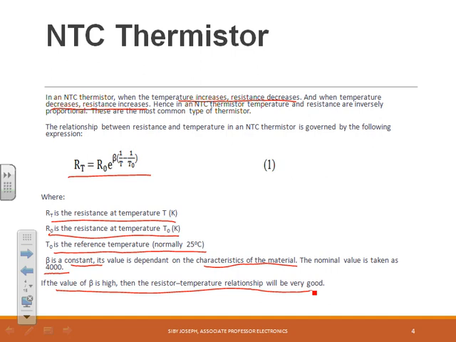And beta is a constant, called the characteristic of the material. It depends upon the characteristics of the material, and its value is about 4000. If the value of beta is increased, then it is more reliable. Or if beta is high, then the resistor temperature relationship is very good, or it is more reliable. Devices can be manufactured by using a high value of beta.